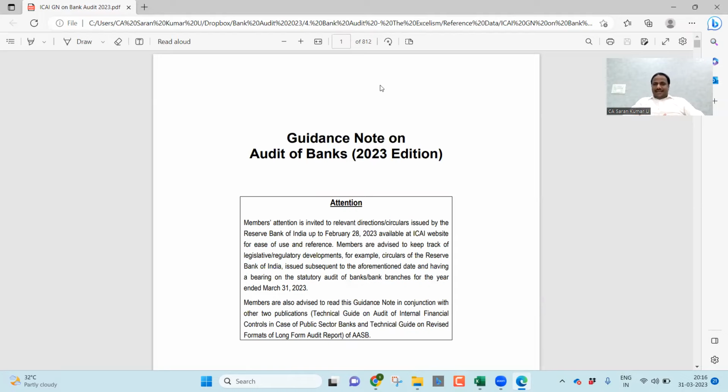But did you find any resource where only the 2023 additions or modifications are there? No. But after all, the 22 edition and 23 edition are PDF files. Can't we compare and analyze?